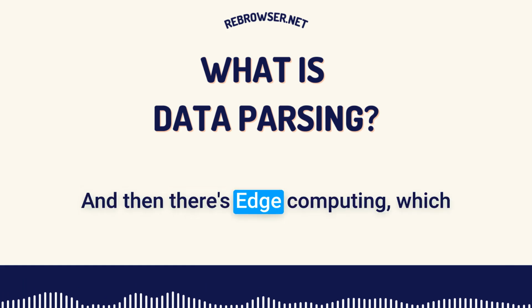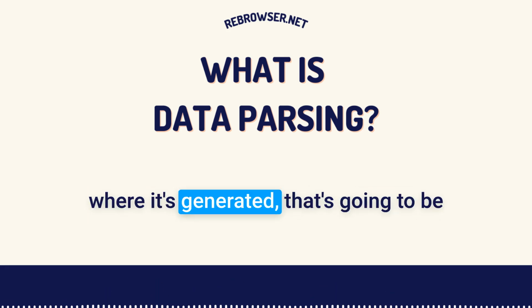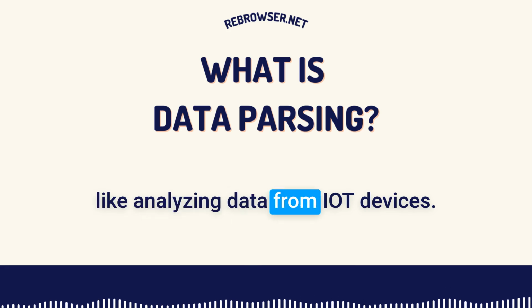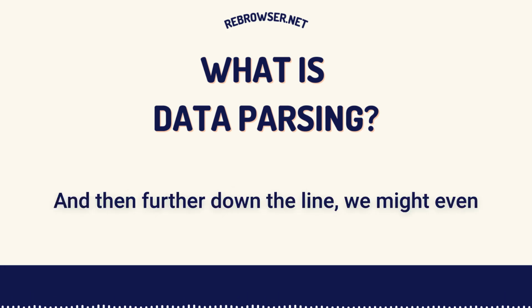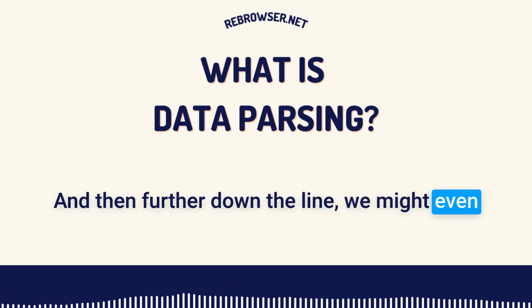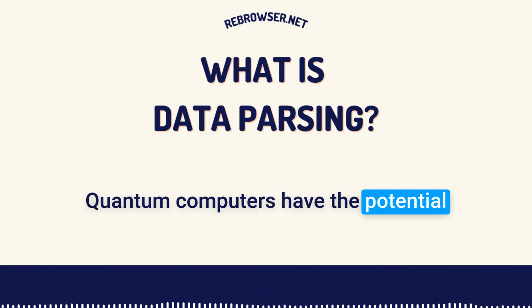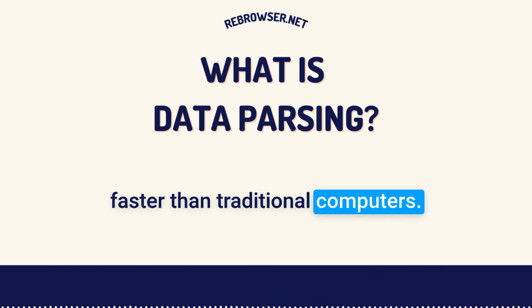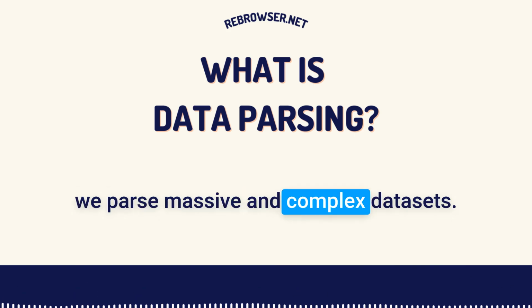Absolutely. And then there's edge computing, which is all about processing data closer to where it's generated. That's going to be really important for real-time applications, like analyzing data from IoT devices. So faster and more efficient parsing. Exactly. And then further down the line, we might even see quantum computing start to play a role. Quantum computers have the potential to process information exponentially faster than traditional computers. So that could completely revolutionize how we parse massive and complex data sets.